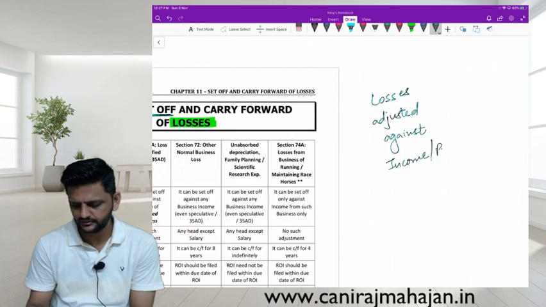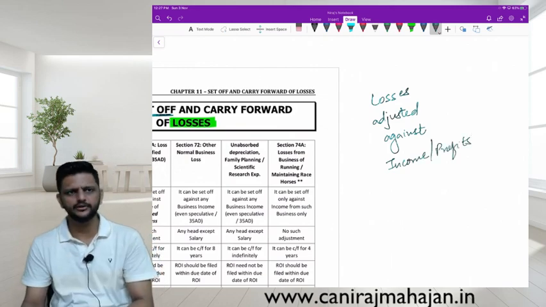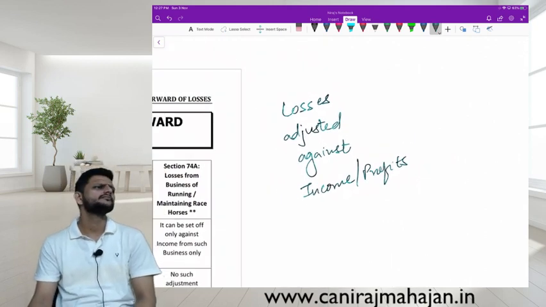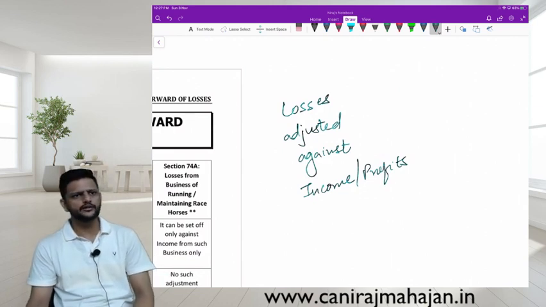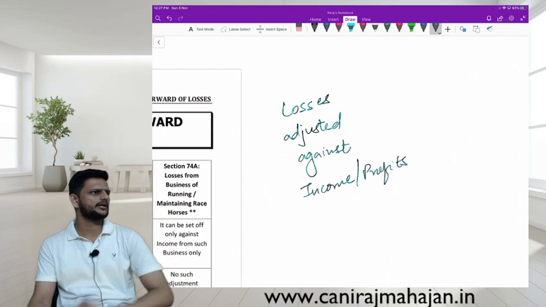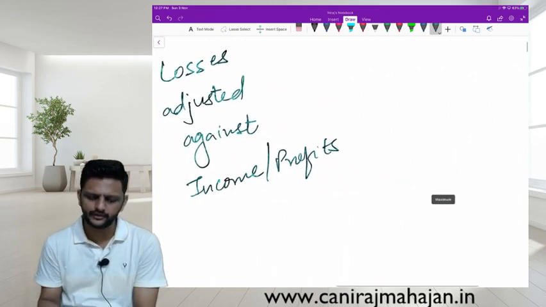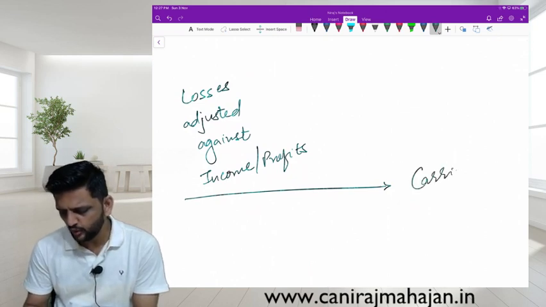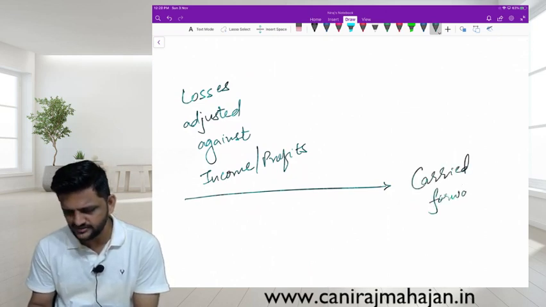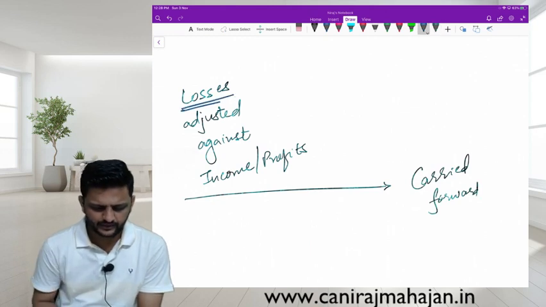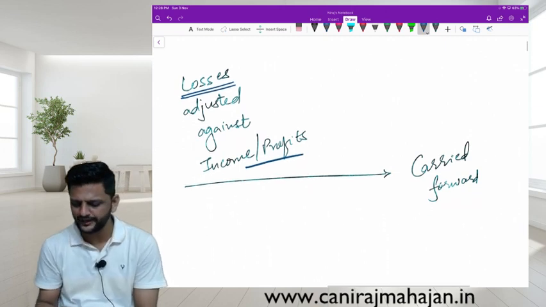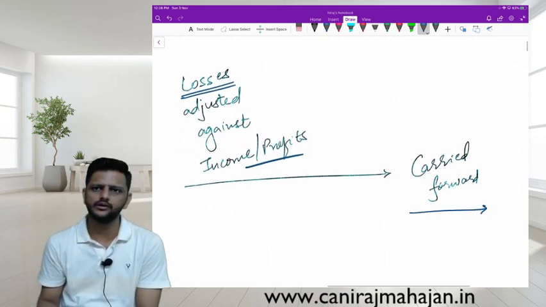Fine. Simple, no? Have you done something in PGBP like that? Something like your unabsorbed depreciation. There was no income to adjust the depreciation, so that becomes your unabsorbed depreciation. So it goes on what? Carry forward. Yes or no? So whatever loss is there, and still the profits or income are insufficient to adjust that loss, the balance loss will be or can be carried forward.